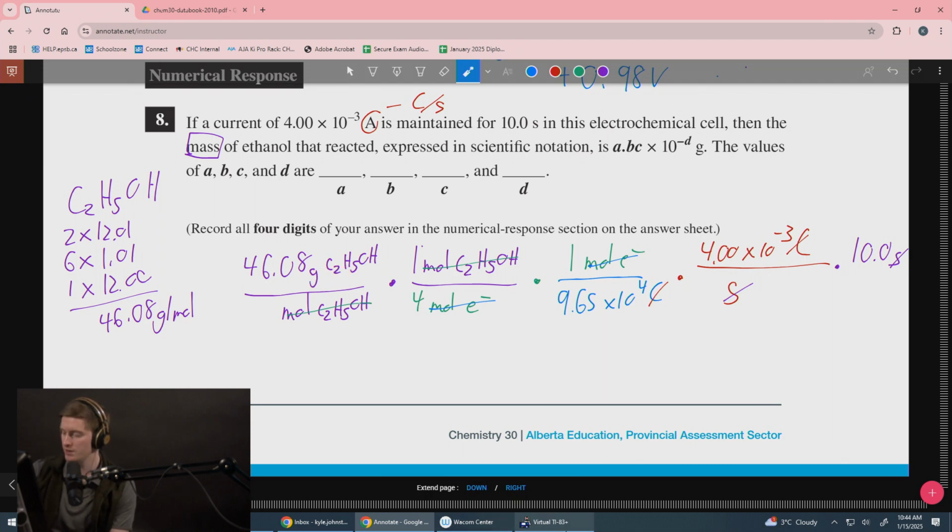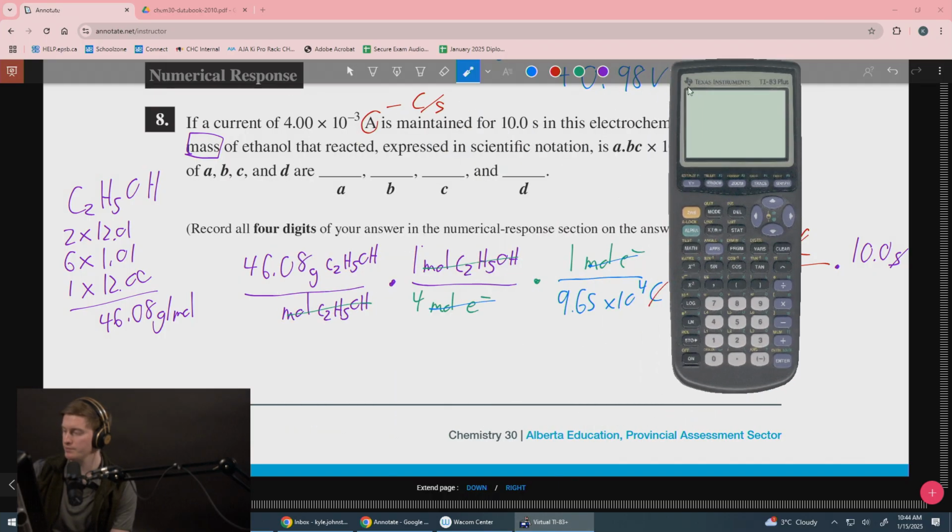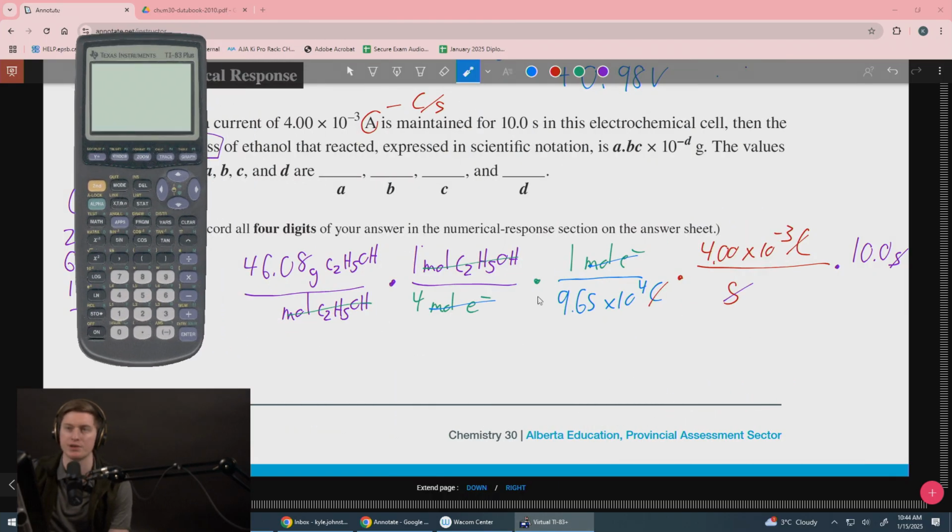I'll pull out my calculator and run through this calculation here. Basically, I'm just going to divide by the things that are in the denominator and multiply by the things that are in the numerator. So I'll do 46.08. That's my molar mass. I'm going to divide by 4 because 4 is in my denominator. And then I'm going to divide by, and I'm going to put this in brackets because sometimes with scientific notation it's nice to keep it all together, 9.65 times 10 to the 4, because it's in the denominator, that's why I'm dividing.